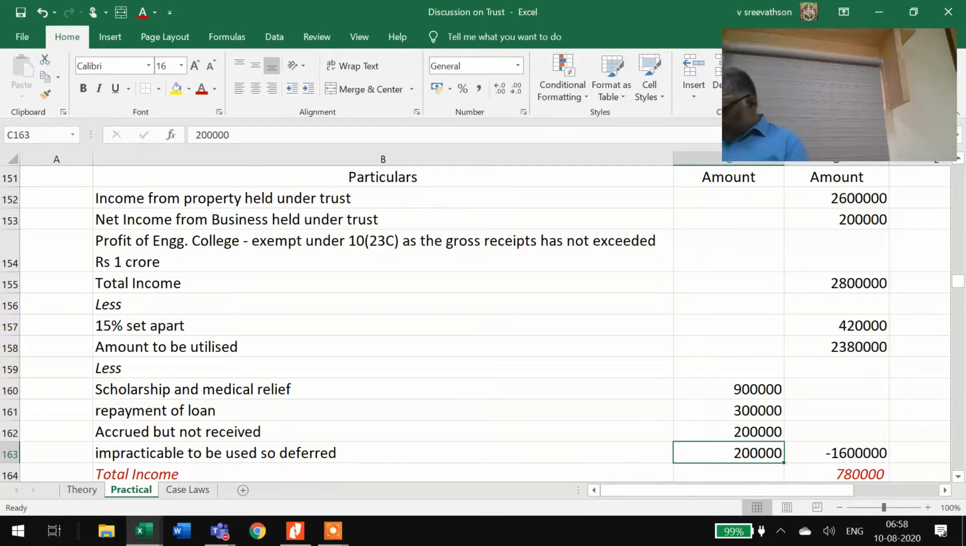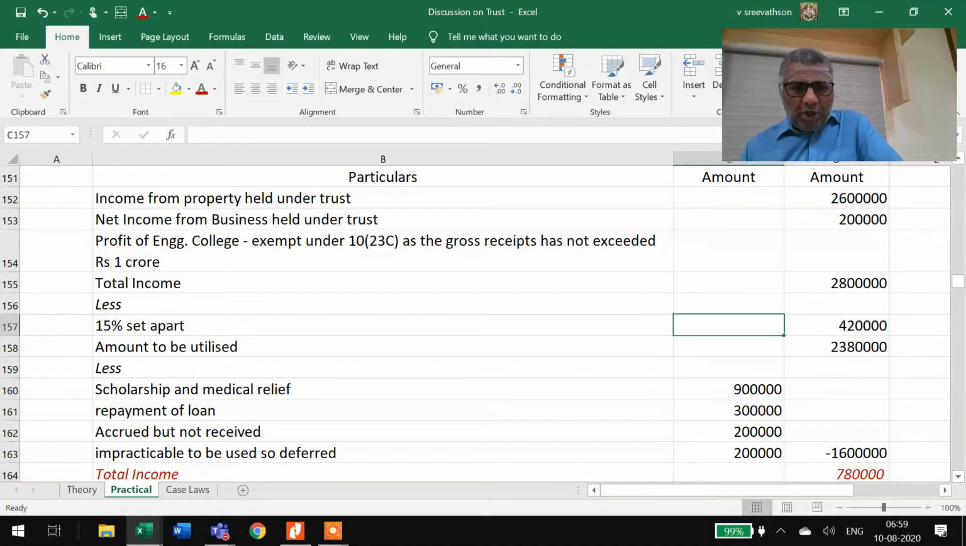Sir, shouldn't that impracticable deduction be given before setting up at 15%, sir? Once more, your question. No, sir. We have deducted the amount that is impracticable to be utilized because it is received on the last day. That we have reduced after setting up at 15%. Your question is, should I reduce it in this 26 lakhs itself? Yes, sir. The format says it should be reduced here only.